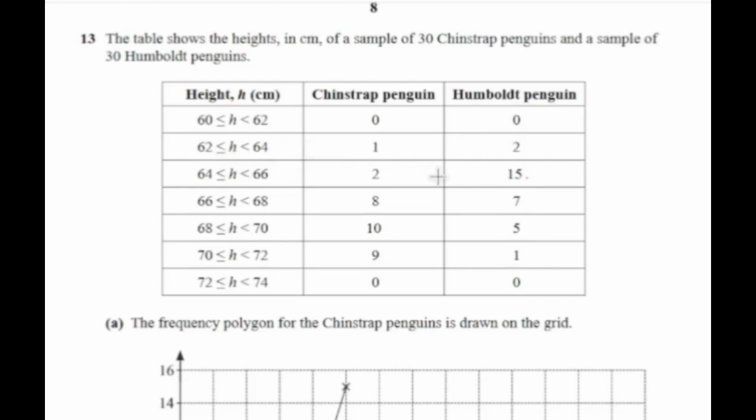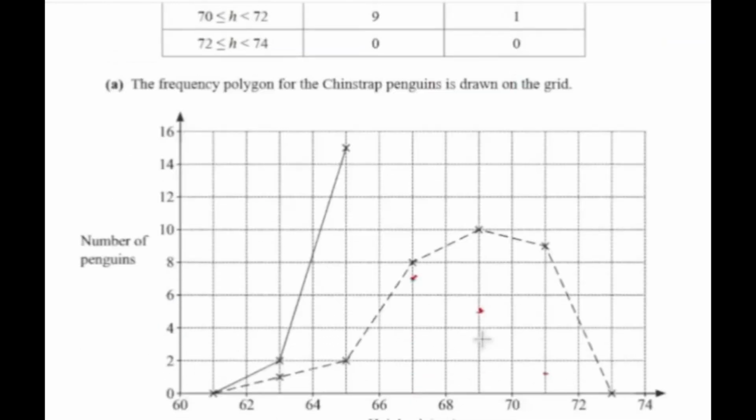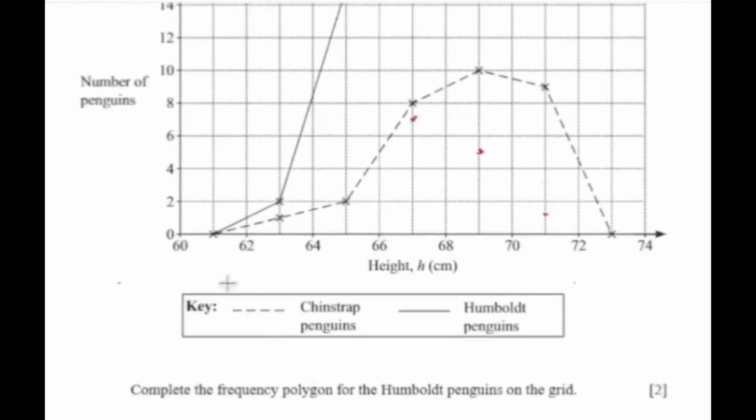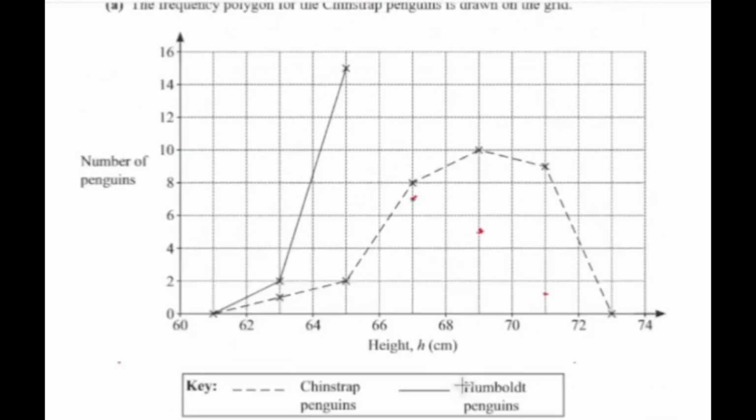So this is how we interpret this. Now the frequency polygon for the Chinchilla penguins is drawn on the grid. The dashed line shows the Chinchilla penguins. We are required to complete the frequency polygon for the Humboldt penguins on the grid. So far, we have 3 data inputs for the Humboldt penguins here, here, and here.